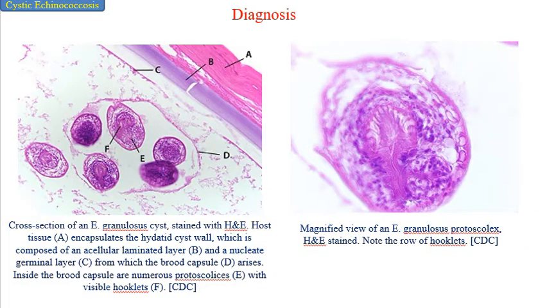The picture shows the cross sections of an organ stained with hematoxylin and eosin, showing host tissue and the encapsulated hydatid cyst wall, which is composed of an acellular laminated layer and a nucleated germinal layer, from which the brood capsule arises. Inside the brood capsule are numerous protoscolices with visible hooklets. Magnified view of the Echinococcus granulosus protoscolices stained with hematoxylin and eosin, showing the row of hooklets.